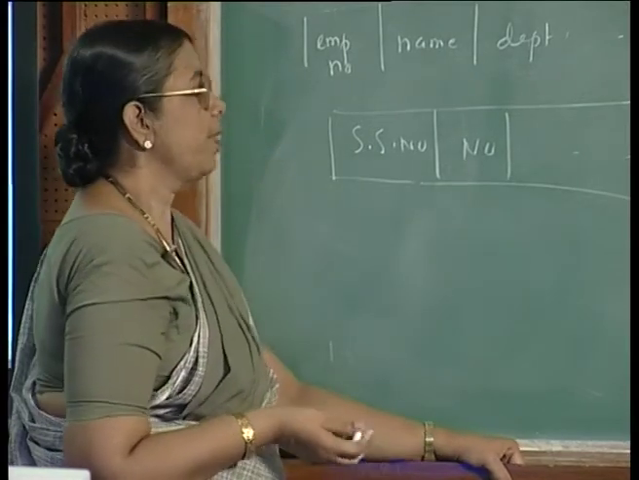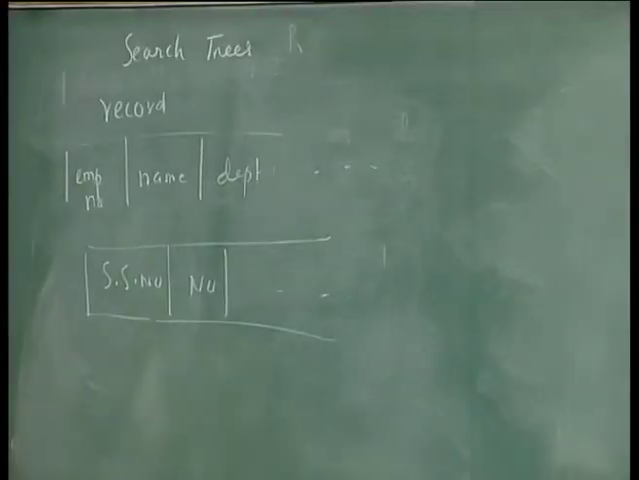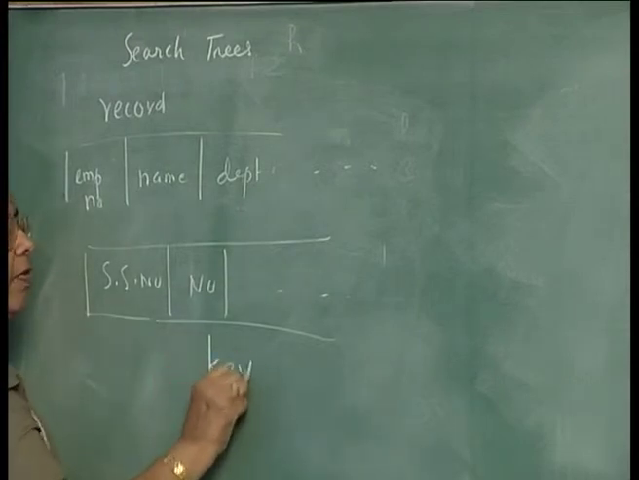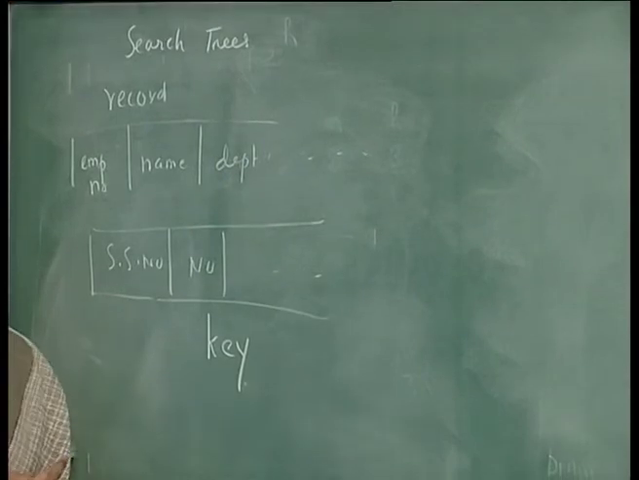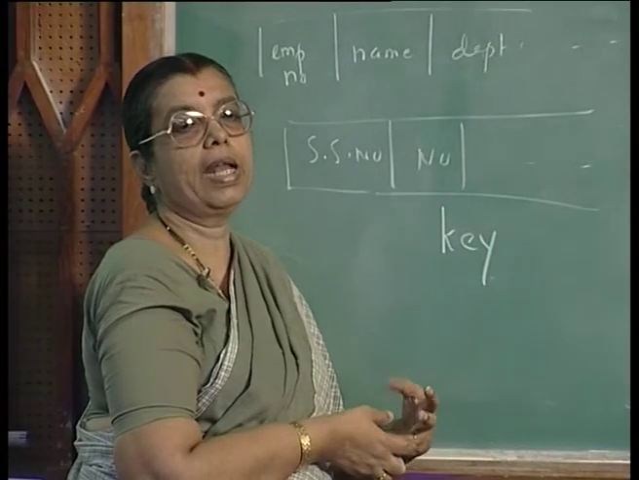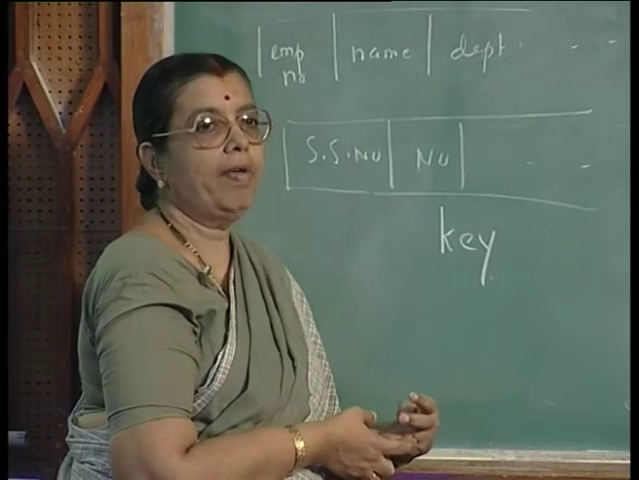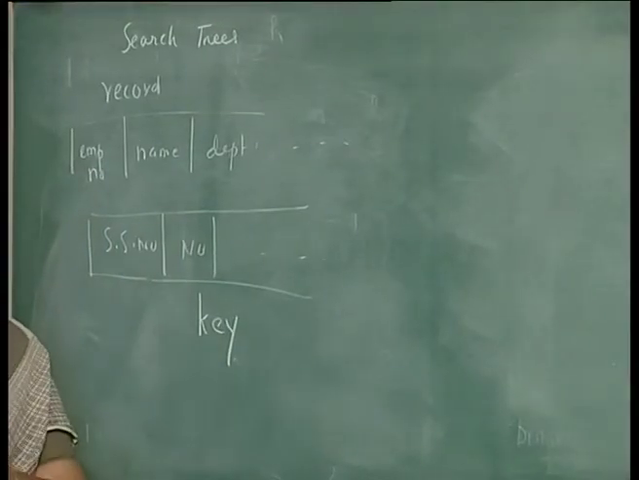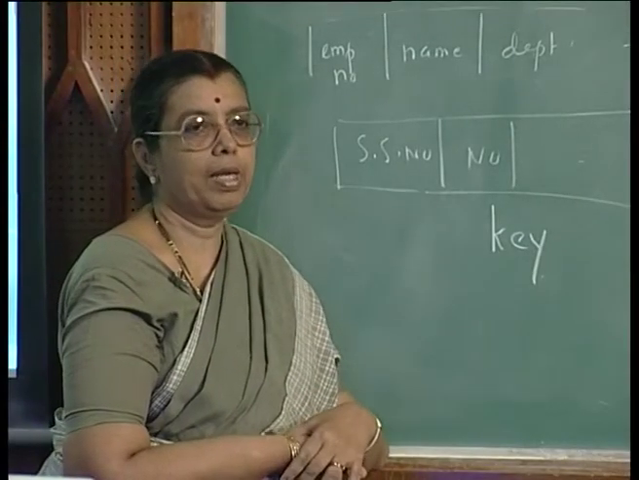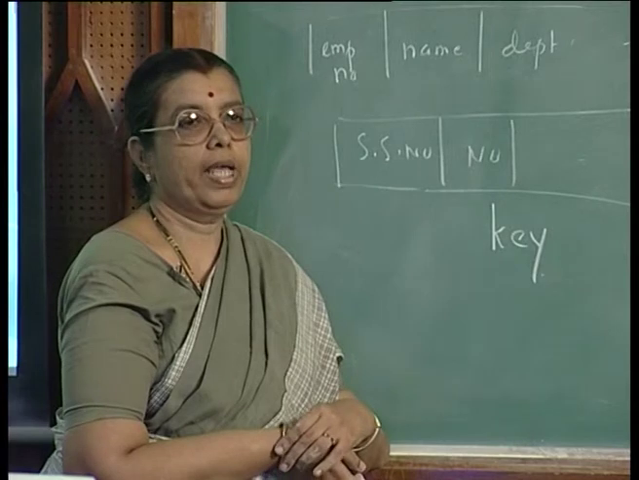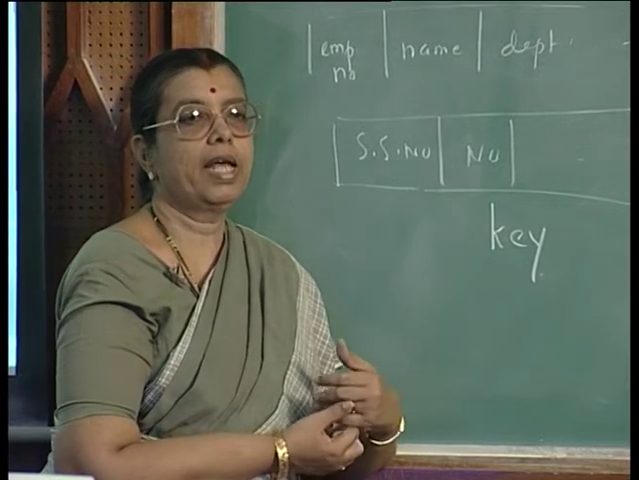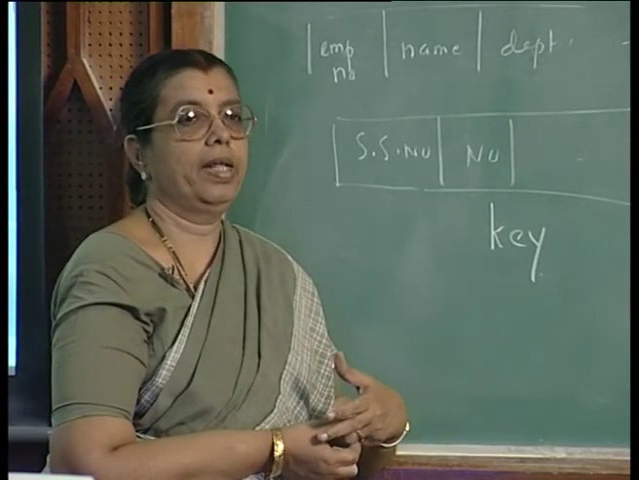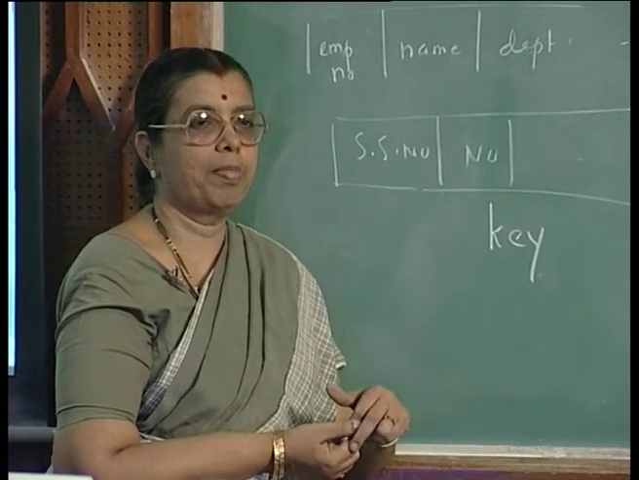Now, when you want to search, you have to search through a key. The key should be unique for each record. For example, if it is a department number, there may be so many employees in a department, so that cannot serve as a key. Whereas the social security number of a person in the US is unique, and in a company or even IIT, each person has an employee number, an employee identity, that is unique. No two persons will have the same employee number.